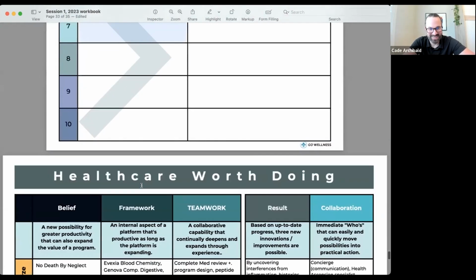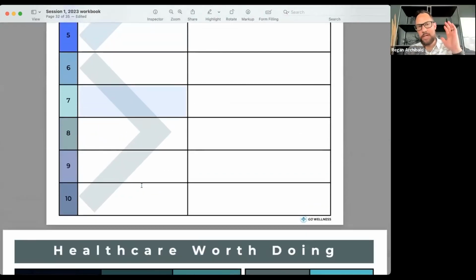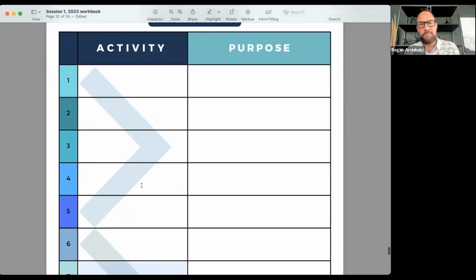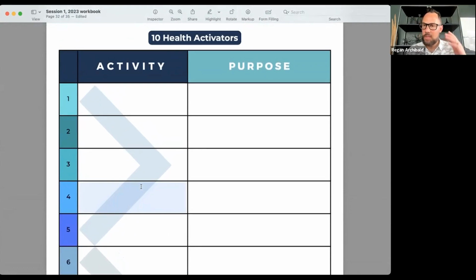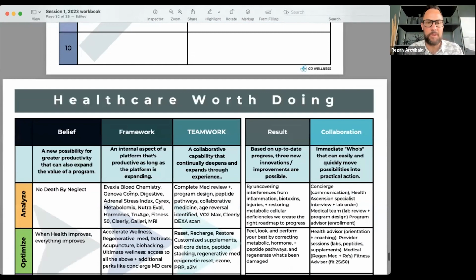All right. Well, we're going to shift gears. So your challenge is to get your 10 health activators. Take a little bit of time to think about what you're doing every day, and what the purpose is of what you're doing, and then share that with your group and your team to start with, see what they think. And then you can jump in and start sharing it with your patients, create some curriculum around it.